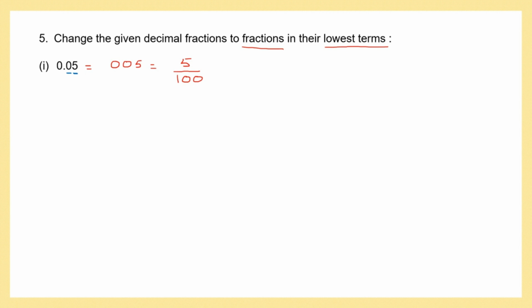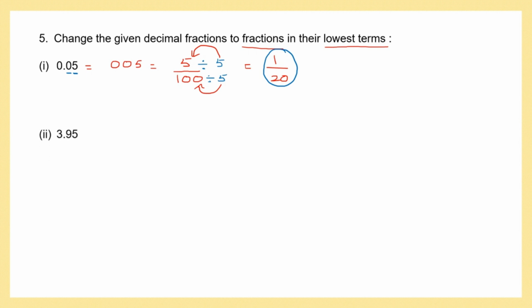Now I need to reduce it to the lowest term. To reduce it, divide both by a common factor, a number that can divide both. Both are divisible by 5. So let me divide this by 5 and this also by 5 and see what I get. So 5 ones are 5 and 5 into how much is 100? 5 into 20 is 100. So what is my final answer? 1 by 20. So I have converted 0.05 into 1 by 20.